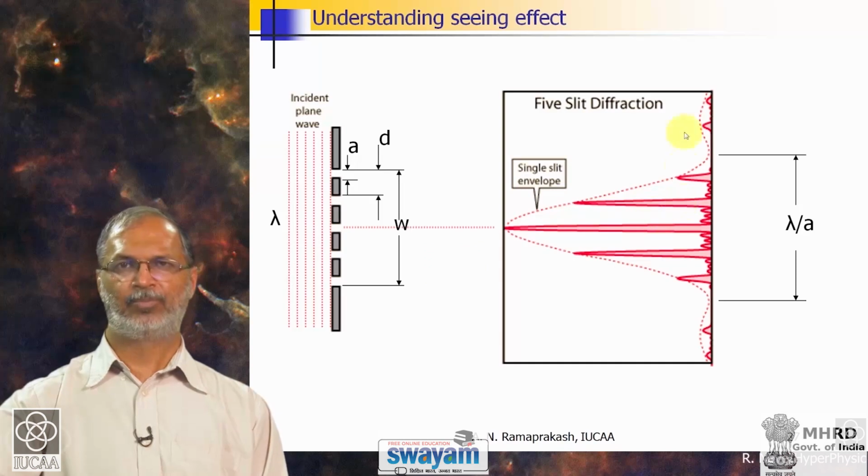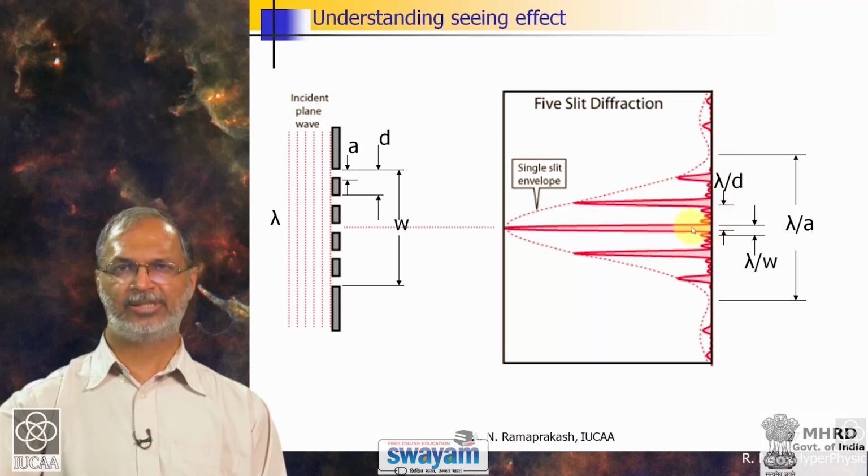For example, the overall envelope of the pattern which you see on the far screen, the angular size of that overall envelope, is given by lambda over A, where lambda is the wavelength of the light. Then you can also see that the separation between successive maxima is given by lambda by D. And the width of one of these maxima is given by lambda by W. So, clearly there is an inverse relation between structure sizes here and structures here.